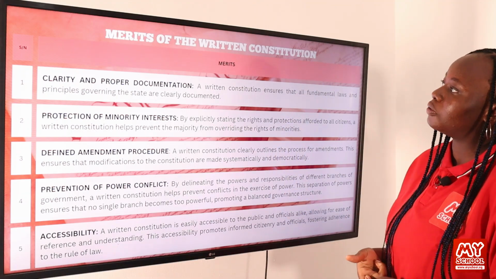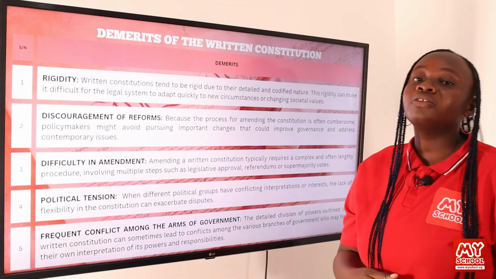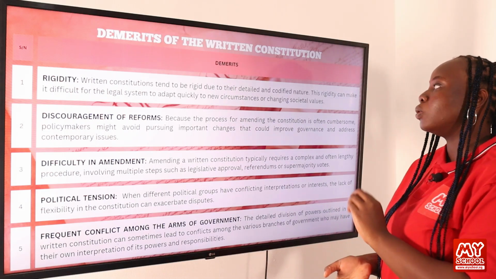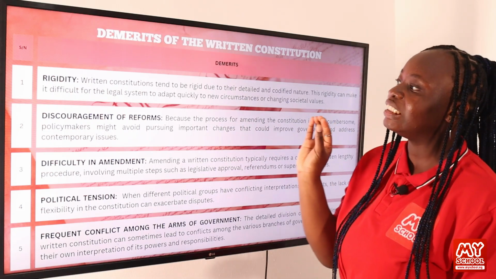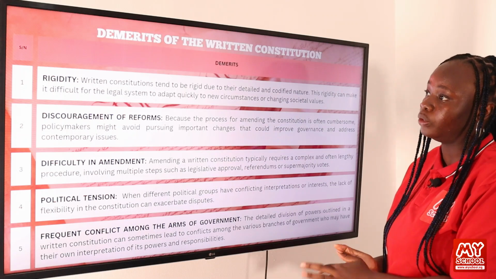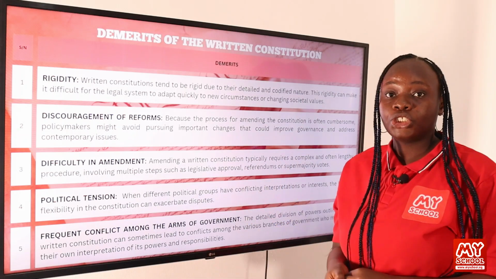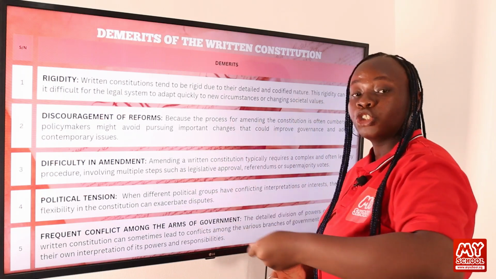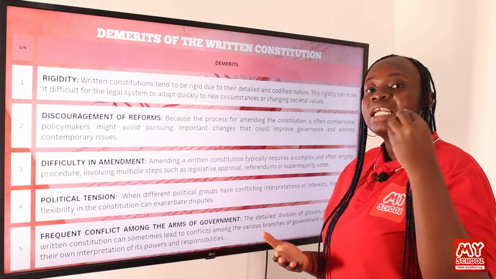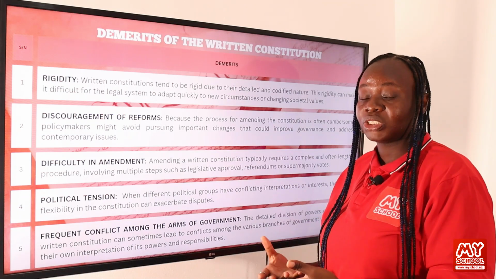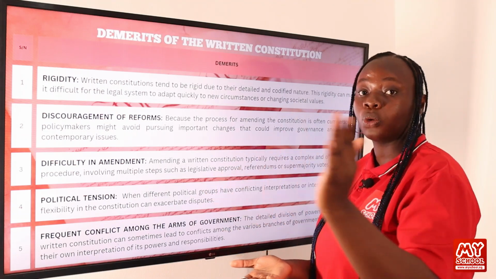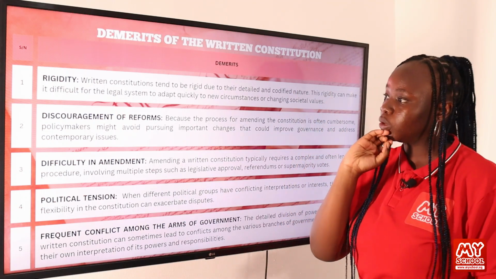Now let's move on to the demerits of the written constitution. One of the demerits is rigidity. Written constitutions tend to be rigid due to their detailed and codified nature. This rigidity can make it difficult for the legal system to adapt quickly to new circumstances or changing societal values. For a written constitution, it is very difficult for the constitution to be amended because they usually follow a special amendment process. And because of this, it cannot adapt to changing situations in the society. Society tends towards change all the time, and it's very difficult for the constitution to go along with this change. So this is a demerit of the written constitution.